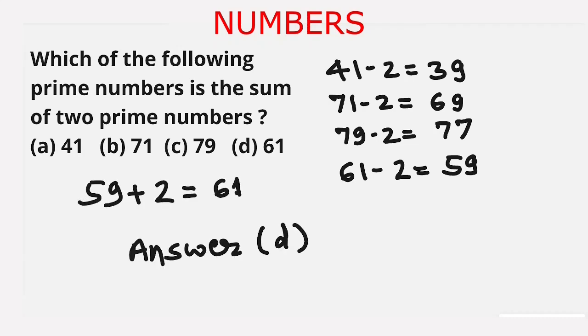So our answer is option D, 61, which is the sum of two prime numbers, and those prime numbers are 59 and 2. Hope you have understood the solution. This was a very easy question. We go to the next question.